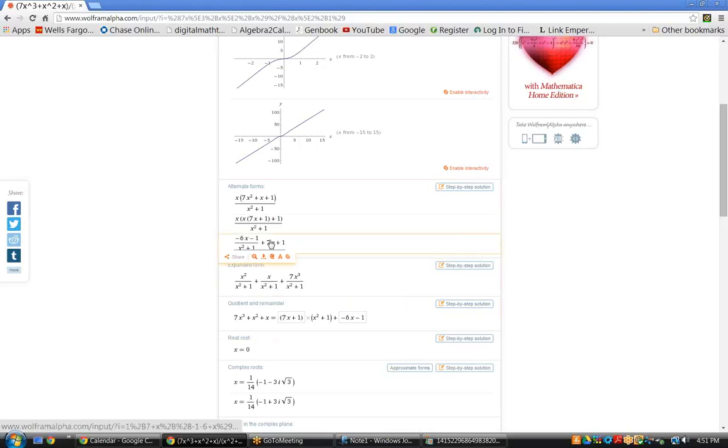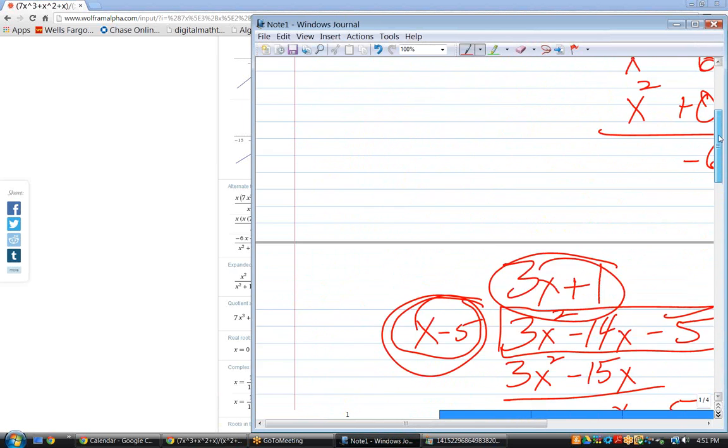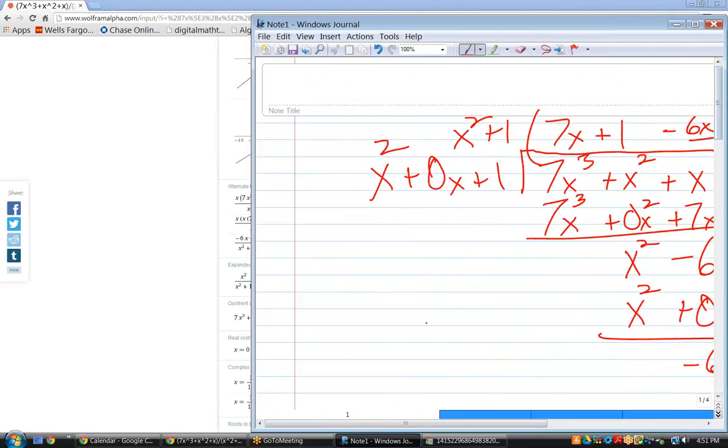Alternate forms. See this one down here? Yeah. That's what we came up with, isn't it? It's exactly what we came up with. The only odd thing is that Wolfram Alpha puts it in front. In other words, it's unusual to put the remainder in front.